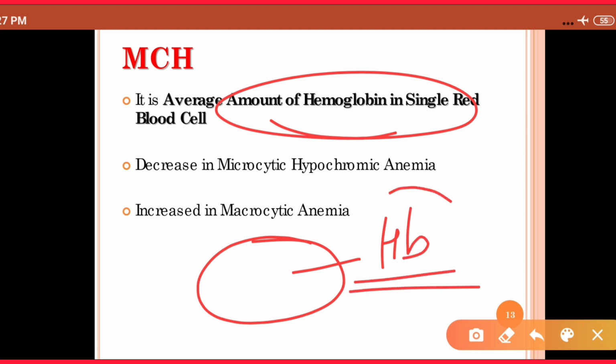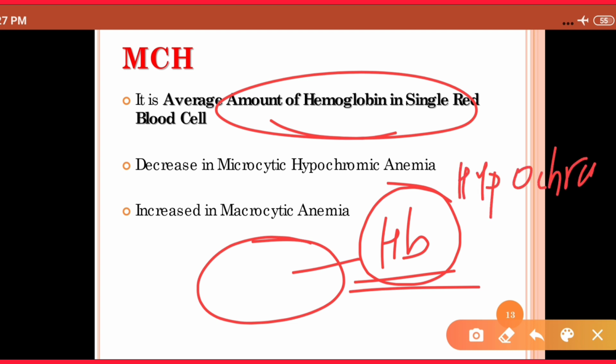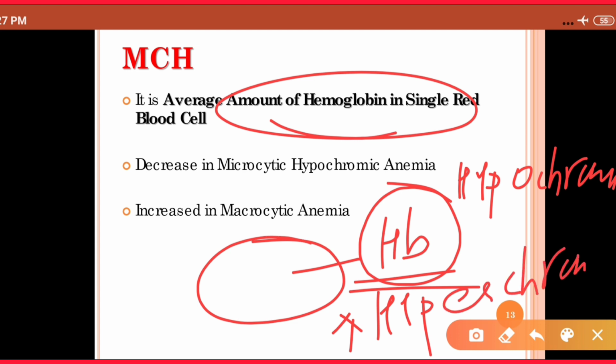So obviously, if your hemoglobin level is decreased, right? If your MCH is low, then such an RBC is called a hypochromic RBC. And if this hemoglobin is high, then it is called a hyperchromic RBC, right? The causes for the two are again different.